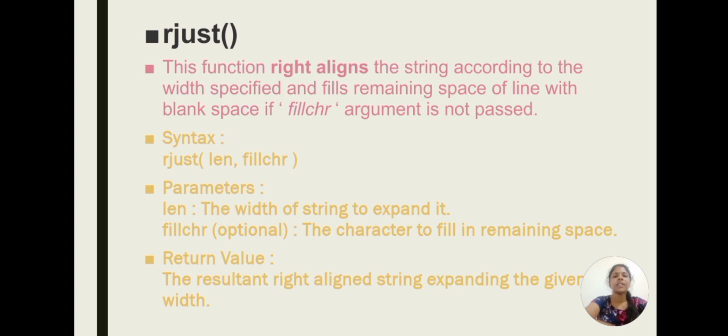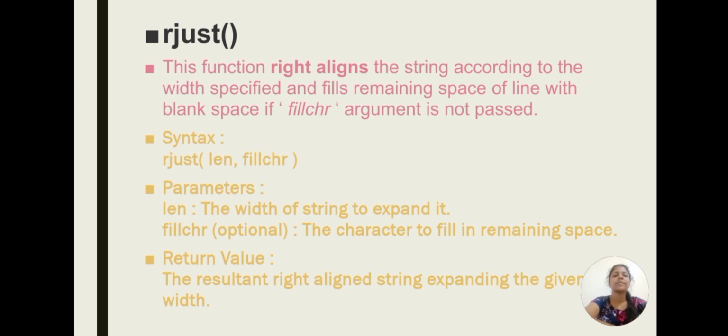The last one is rjust. This function right aligns the string according to the width specified and fills the remaining space of the line with blank space if the fillchr argument is not passed. The syntax of rjust is rjust(len, fillchr).